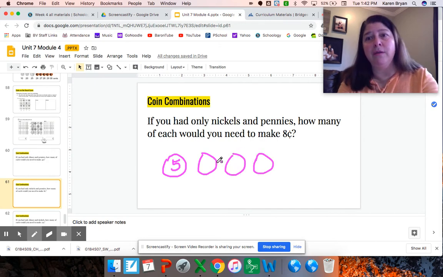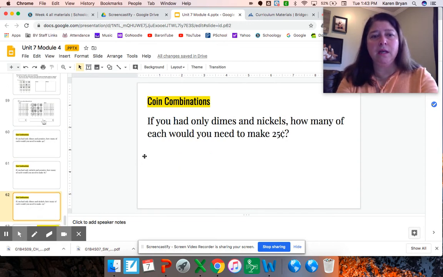Because remember, I don't have a coin that's worth 8. I wouldn't want to put 8 pennies down here. It would take us a lot longer to be able to count them. So we went with the least amount of coins. And let's take a look at it again.